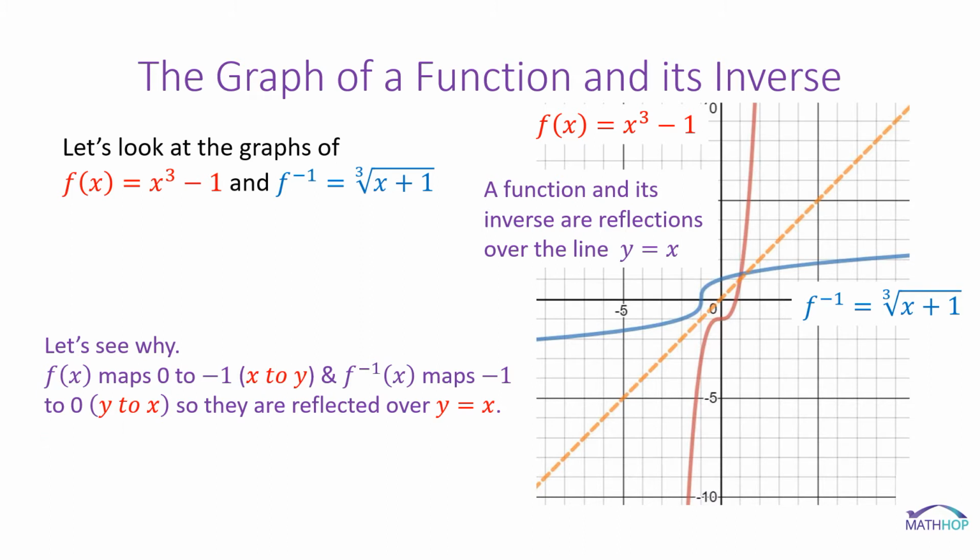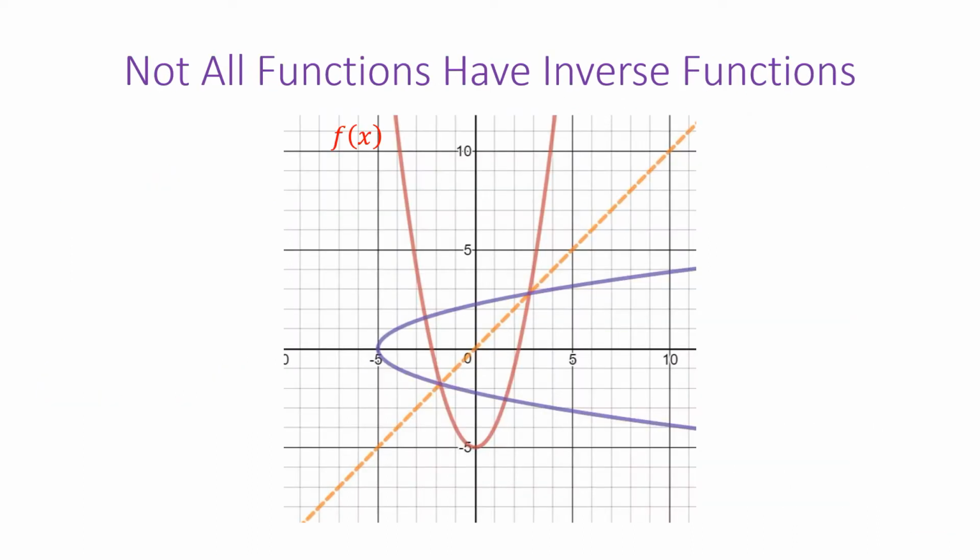All right, not all functions have inverses. Let's look at this guy. We're not going to do too much with it. It's just kind of a visual to get us into this. So this is a quadratic, okay? A quadratic does not have an inverse that's also a function. Because look, if I reflect this thing over y equals x, I get this purple graph.